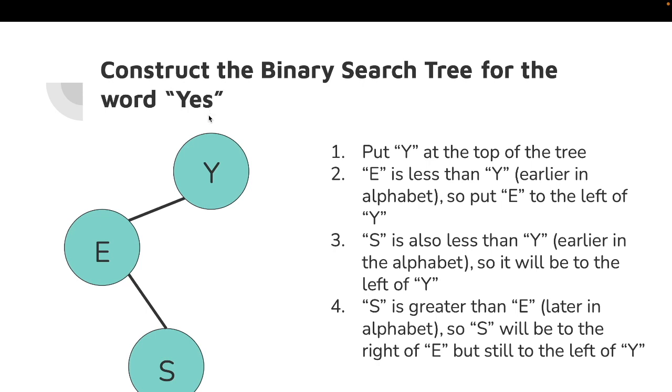So now S is also less than Y, because Y's at the end, S is like near the middle end. So S is going to be to the left of Y, but E is already here. So we need to compare S to E. And S is greater than E because S comes after E in the alphabet. So S is going to be to the right of E, but to the left of Y. So it's on the left-hand side of Y, but the right-hand side of E. So that is how you would do that for the word yes.